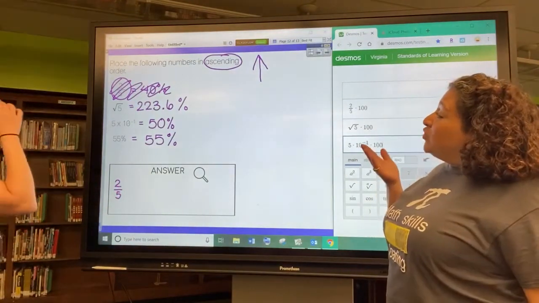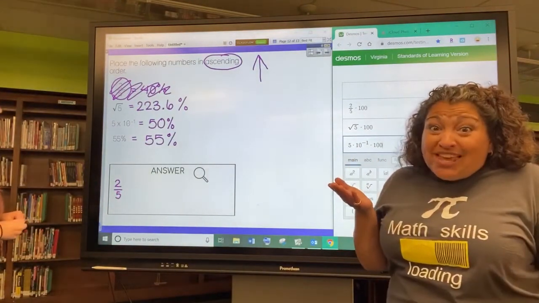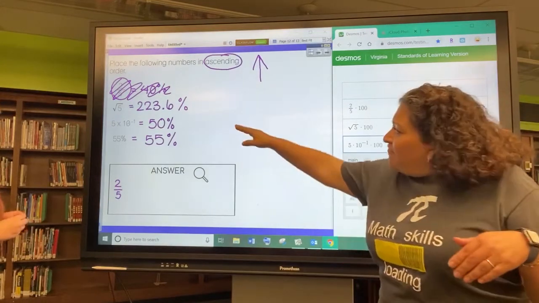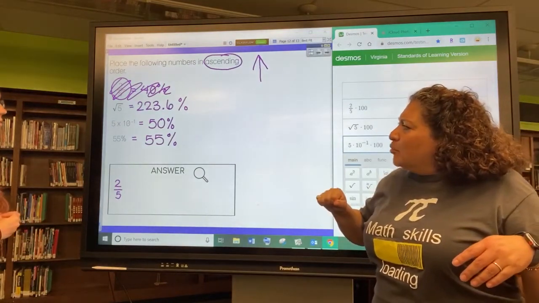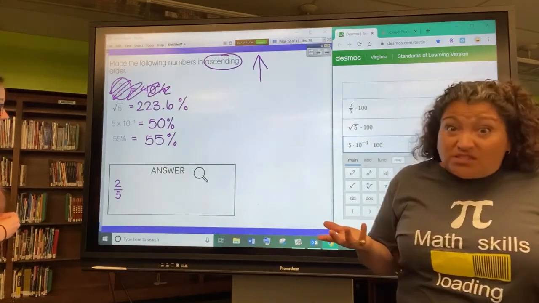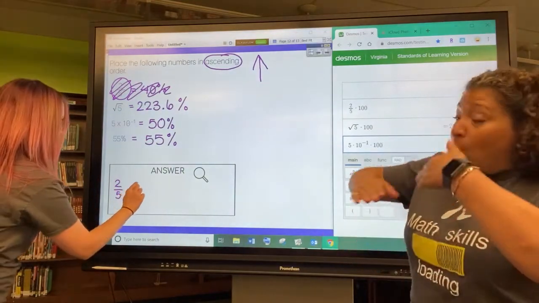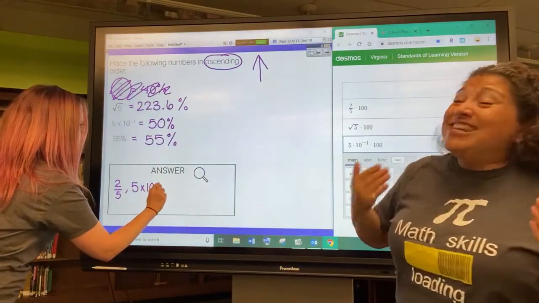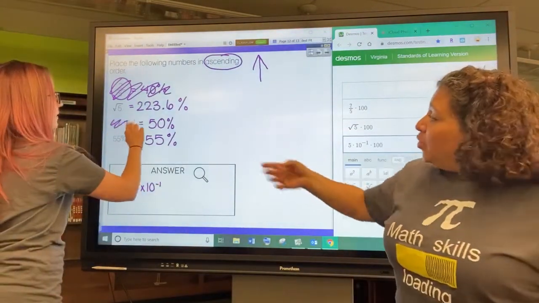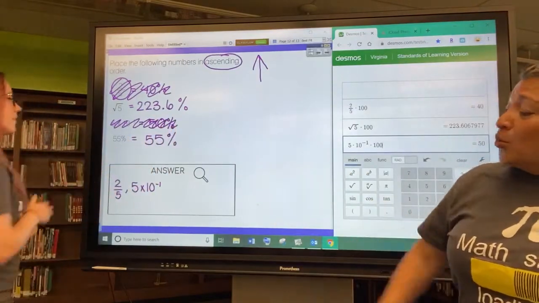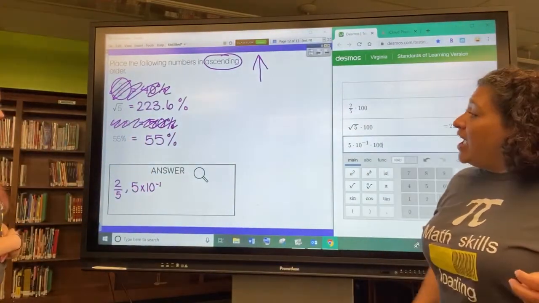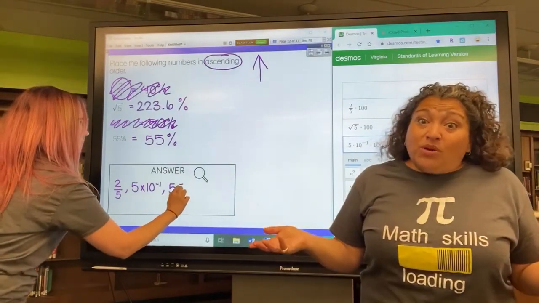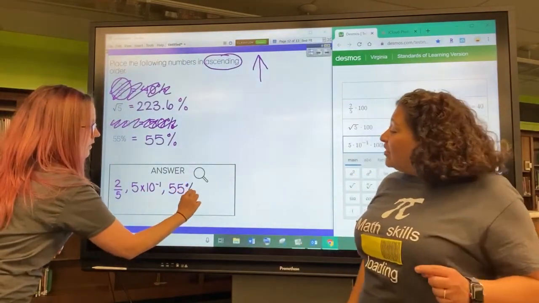We've got 223.6%. That's a very, very big number. So let's keep looking. We have 50% and 55%. Well, 50 is smaller than 55. So as we're going up, getting bigger and bigger, we're going to go to the next smallest number. So it goes right there, and we wrote it in original scientific form. After that comes 55%, which originally was a percent. So we'll write that down again.